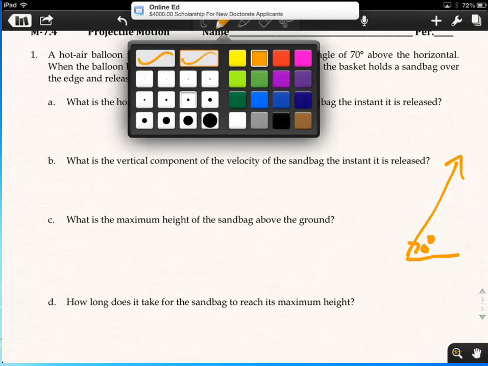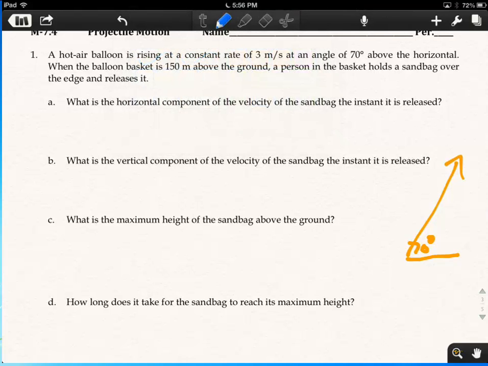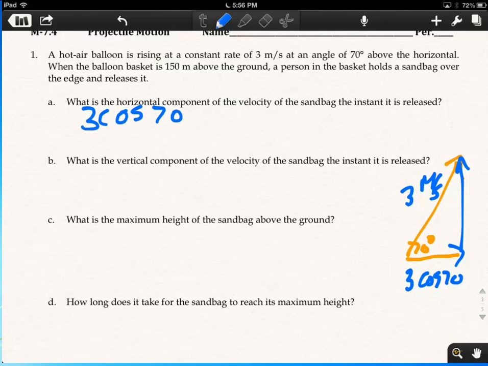Okay, so it's going to have components just like everything else. It's going to have an x component and a y component. This is 3 meters per second, and the balloon starts 150 meters in the air. We're supposed to figure out the horizontal component of velocity the instant this sandbag is released. Well, the sandbag's moving with the balloon, so it's just this side of this triangle, so that's 3 times the cosine of 70. So 3 cosine 70 is equal to 1.026.